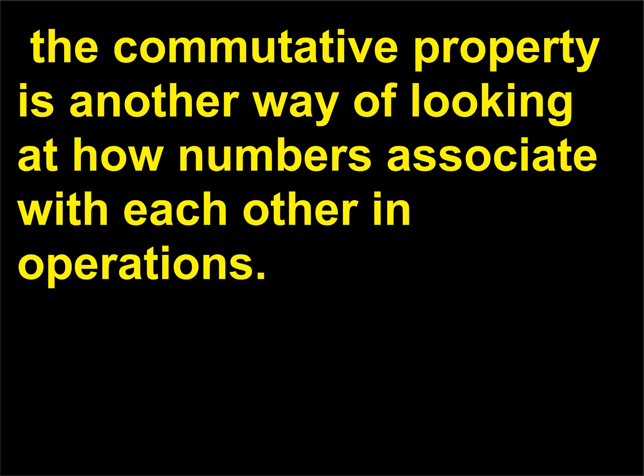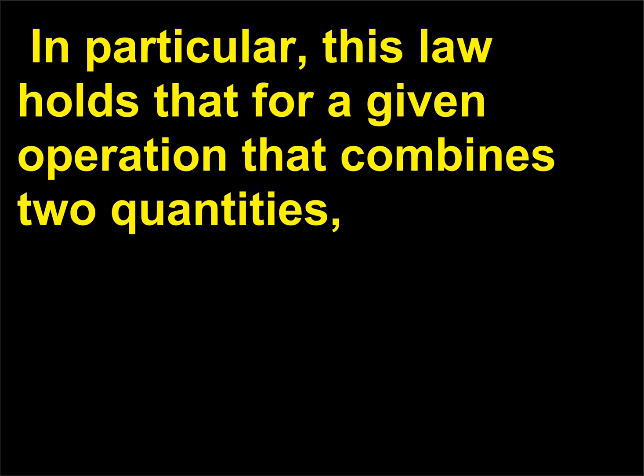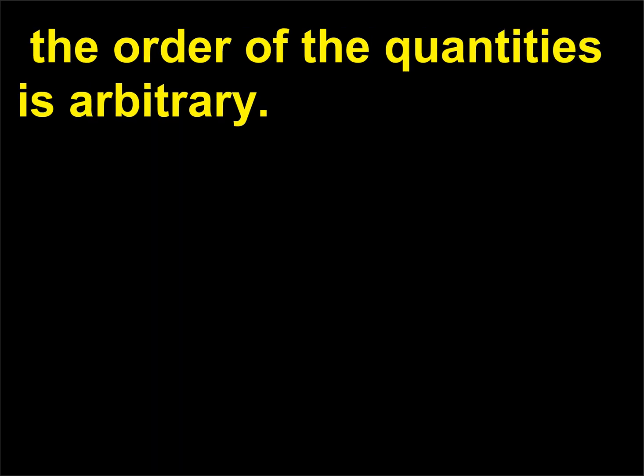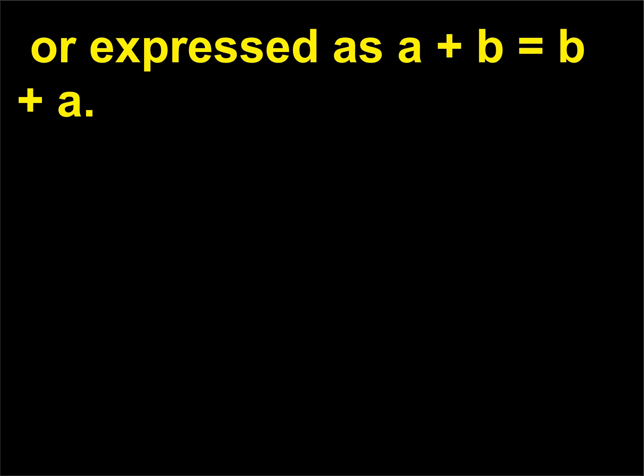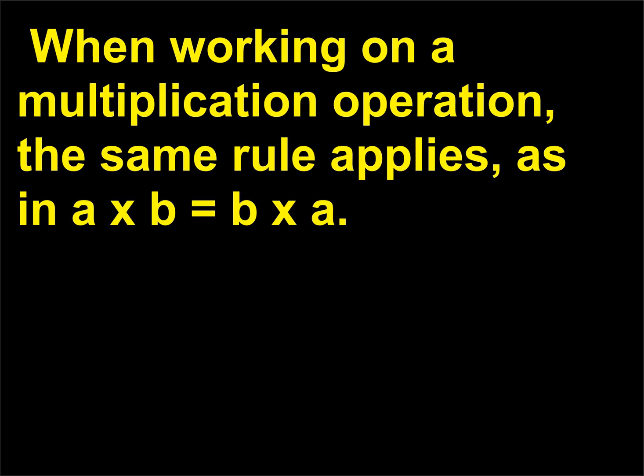Like the associative property, the commutative property is another way of looking at how numbers associate with each other in operations. In particular, this law holds that for a given operation that combines two quantities, the order of the quantities is arbitrary. For example, in addition, adding 4 plus 5 can be written either as 4 + 5 equals 9 or 5 + 4 equals 9. Or expressed as a + b equals b + a. When working on a multiplication operation, the same rule applies, as in a x b equals b x a.